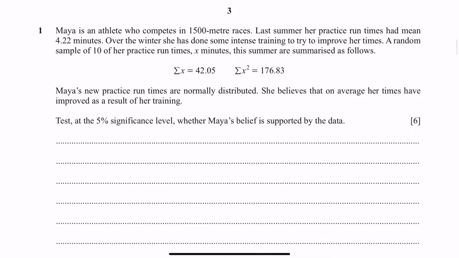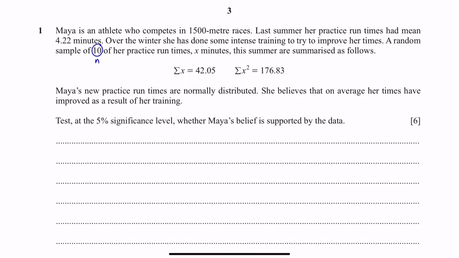Question 1. Maya is an athlete who competes in 1,500-meter races. Last summer, her practice run times had mean 4.22 minutes. Over the winter, she has done some intense training to try to improve her times. A random sample of 10 of her practice run times, x minutes, this summer are summarized as follows.